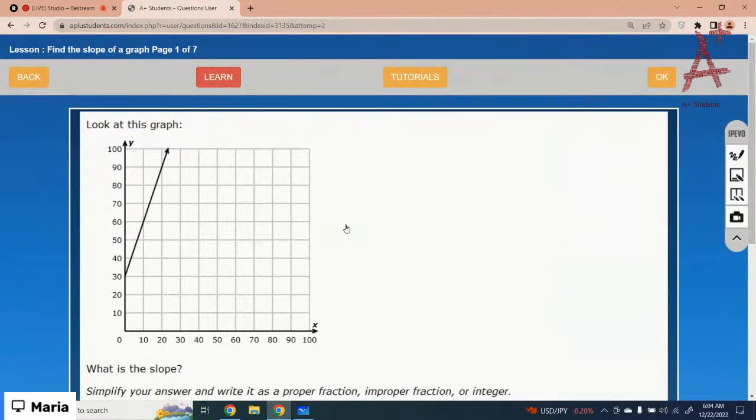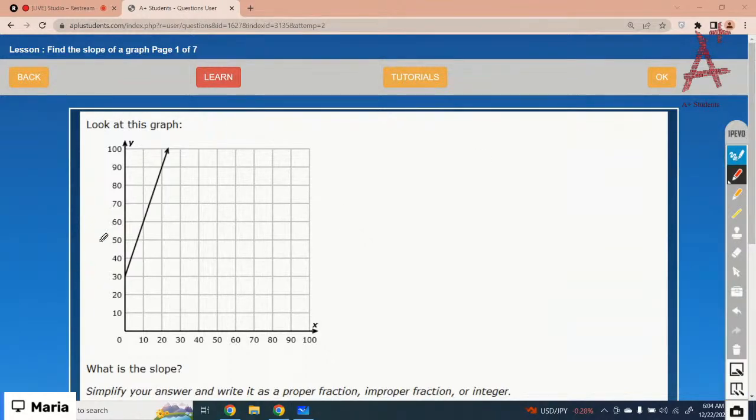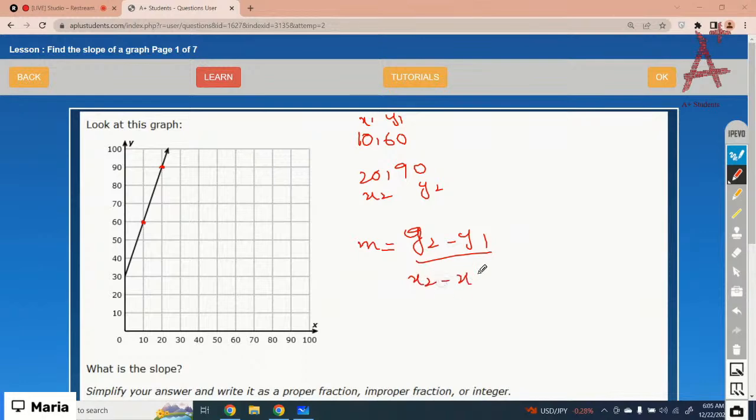Okay, so here is the graph. You can use any 2 points on the graph and find the slope. Got it? So I'm going to use this point and this one, and we're going to find the slope. Just write the coordinates. For this one, the coordinates are 10 and 60, and for this one they are 20 and 90. Got it? So they are x1 and y1, x2 and y2. So you have to find the slope. So slope is m equals change in y divided by change in x, y2 minus y1 divided by x2 minus x1. Got it?